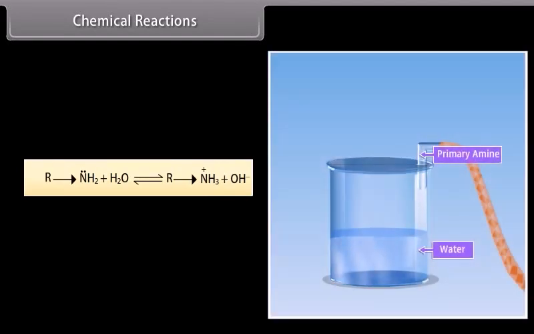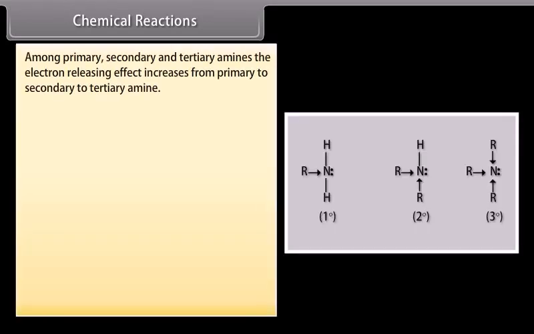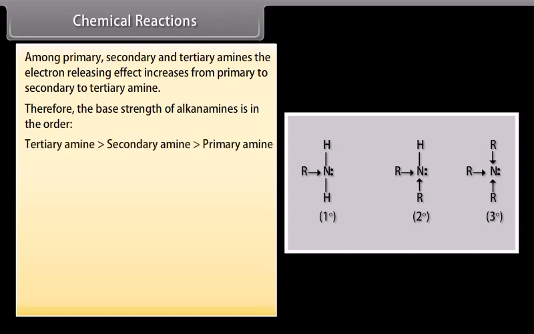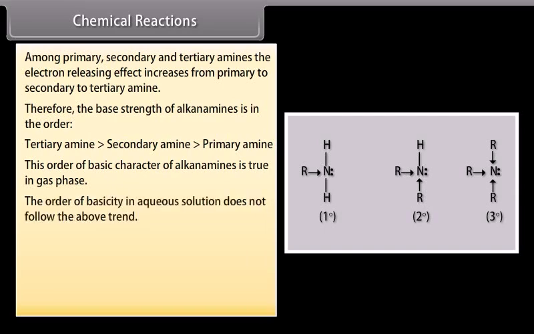Amines can easily be protonated by water in their aqueous solutions. Among primary, secondary and tertiary amines, the electron-releasing effect increases from primary to secondary to tertiary amine. Therefore, the base strength of alkanamines is in the order tertiary amine, followed by secondary amine, followed by primary amine. This order of basic character of alkanamines is true in gas phase. The order of basicity in aqueous solution does not follow the above trend.